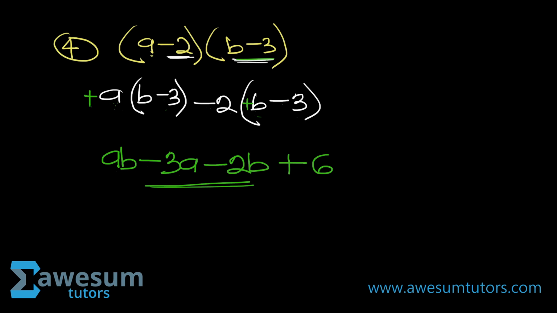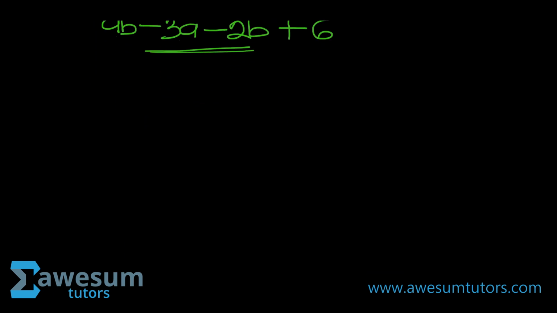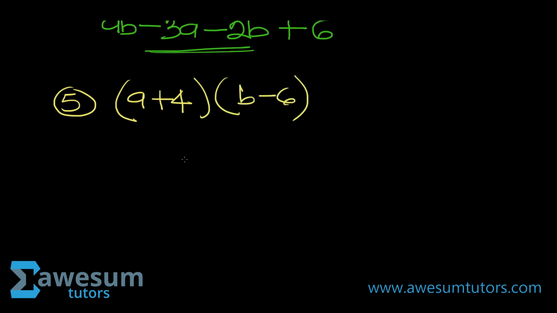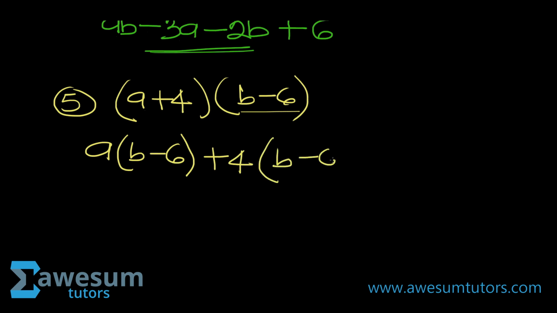Let us look at one more example before we end this class. Example 5: a plus 4 bracket b minus 6. Now what do we do here? A is going to multiply this out, b minus 6. So I'm going to have a bracket b minus 6. And this is positive 4. Positive 4 is also going to multiply b minus 6.